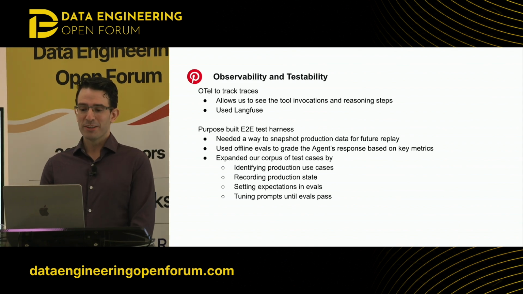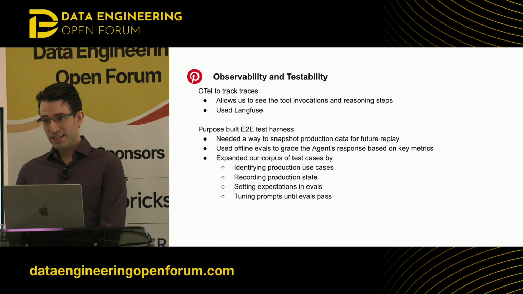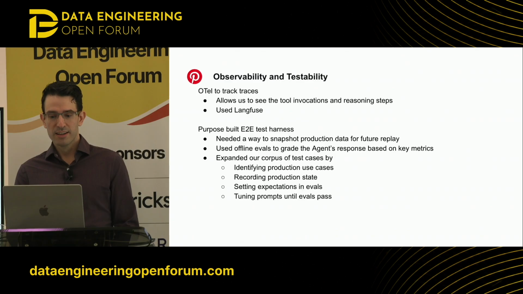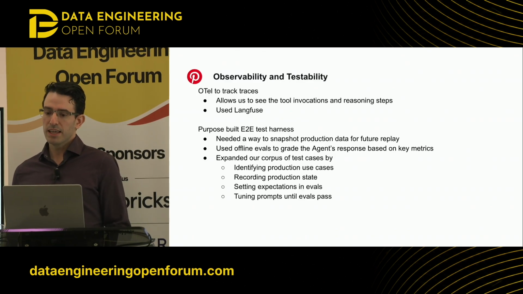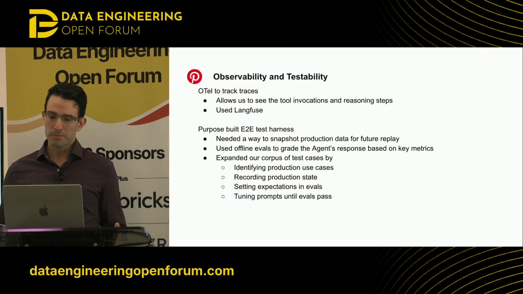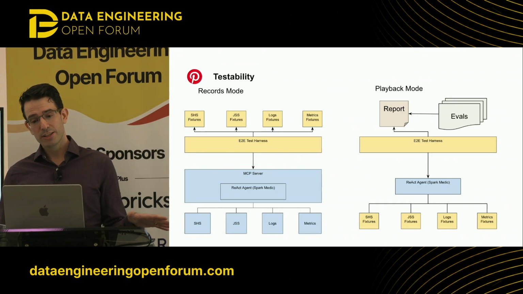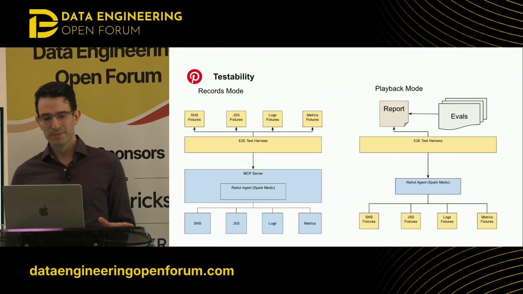The reliance on manual end-to-end testing highlighted the need for a more reliable and scalable solution as well. So we ended up building an end-to-end test harness that snapshotted the production state, codified expectations as offline evals, and allowed us to tune our prompt based on the results. So in practice, the end-to-end test harness is quite simple.